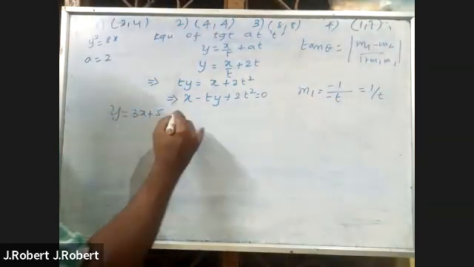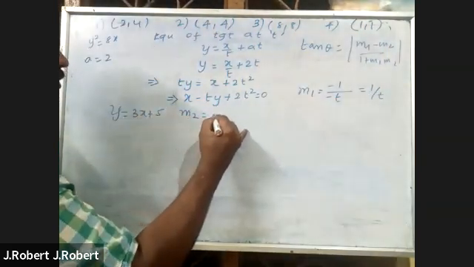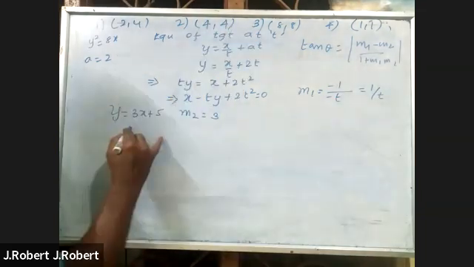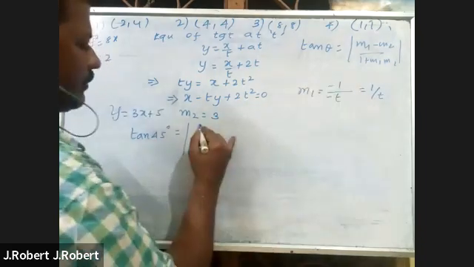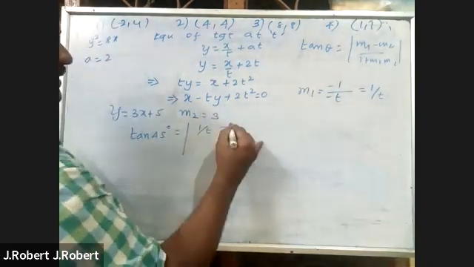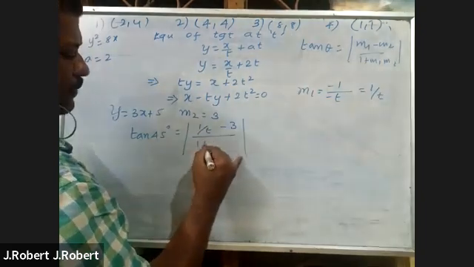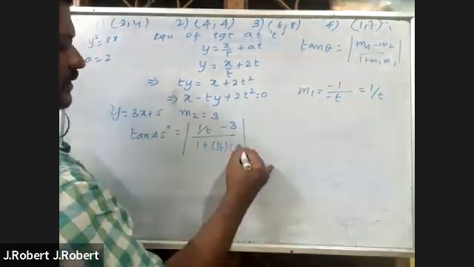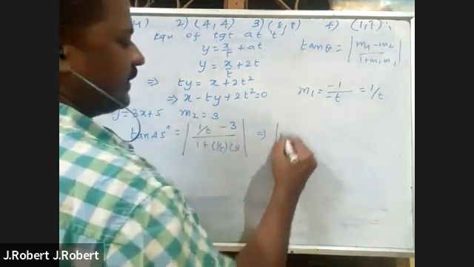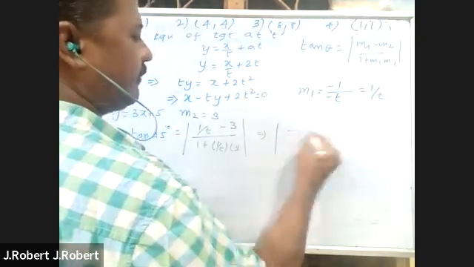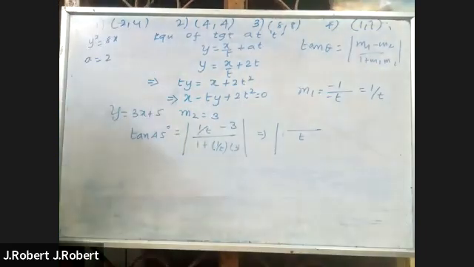Now in 3x plus 5, the second slope m2 is equal to 3. Now use the formula tan theta: tan 45 degrees is equal to (m1, which is 1 by t, minus 3) divided by (1 plus 1 by t into 3). This implies tan 45 degrees is equal to 1. We can write this as 1. Take LCM, we'll have t. Okay? T which is equal to t.